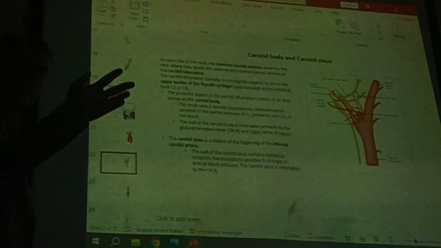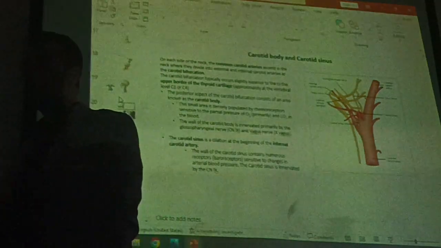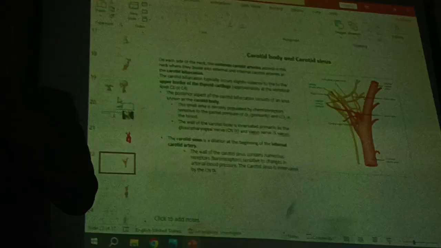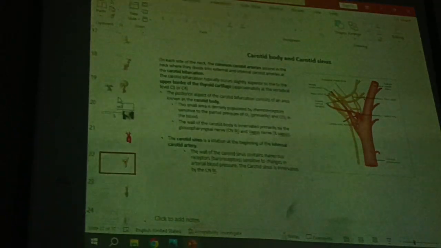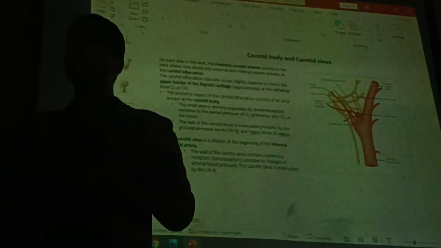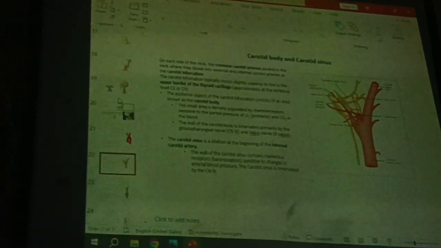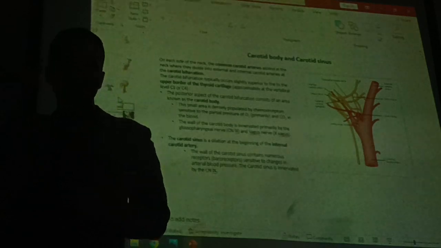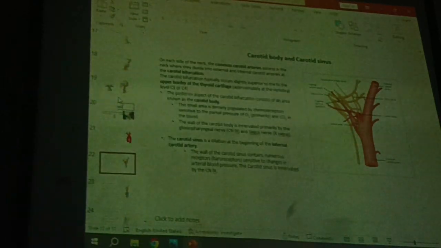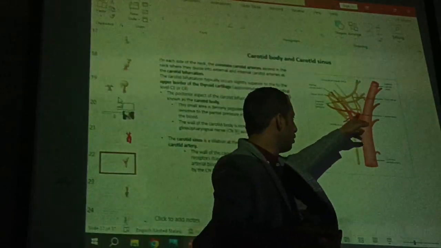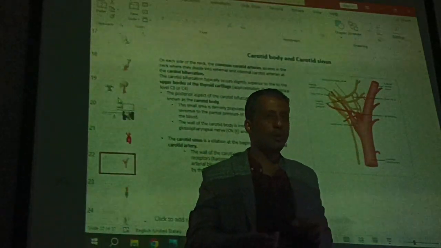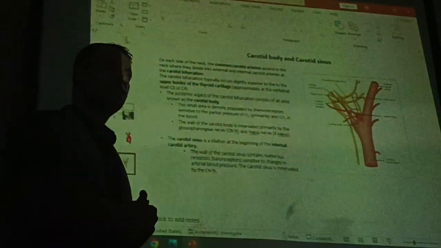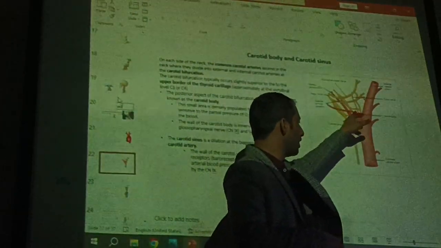Baroreceptors? Are you sure? It has chemoreceptors. The chemoreceptors are sensitive to CO2 and O2, and when the level of CO2 increases, they are stimulated and send impulses to the brain. This is the function of the carotid body. The innervation of the carotid body is a branch from the vagus nerve and a branch of the glossopharyngeal nerve.